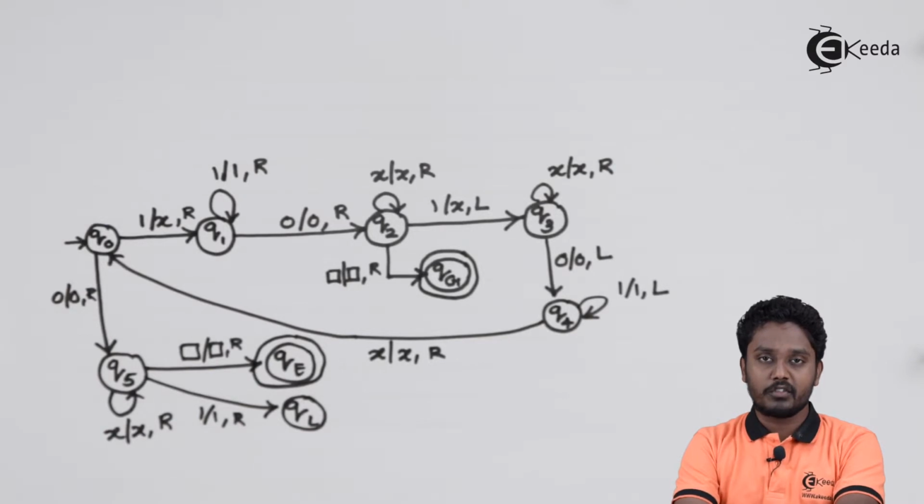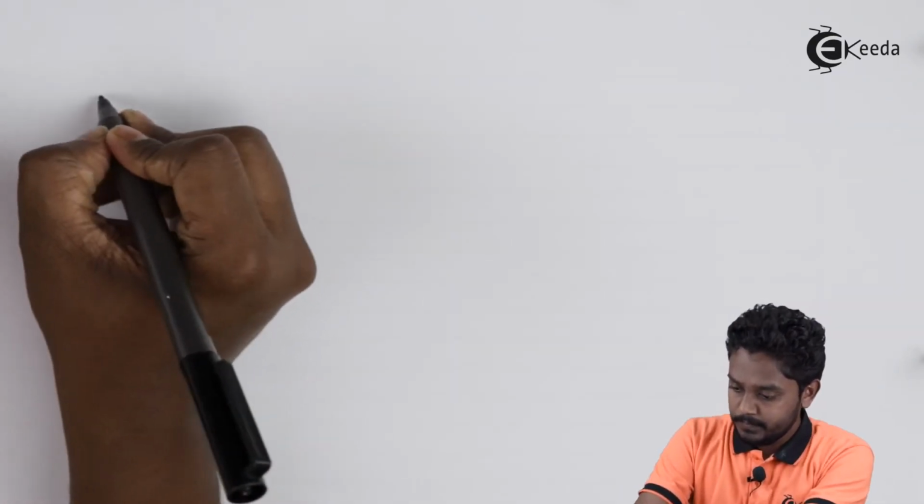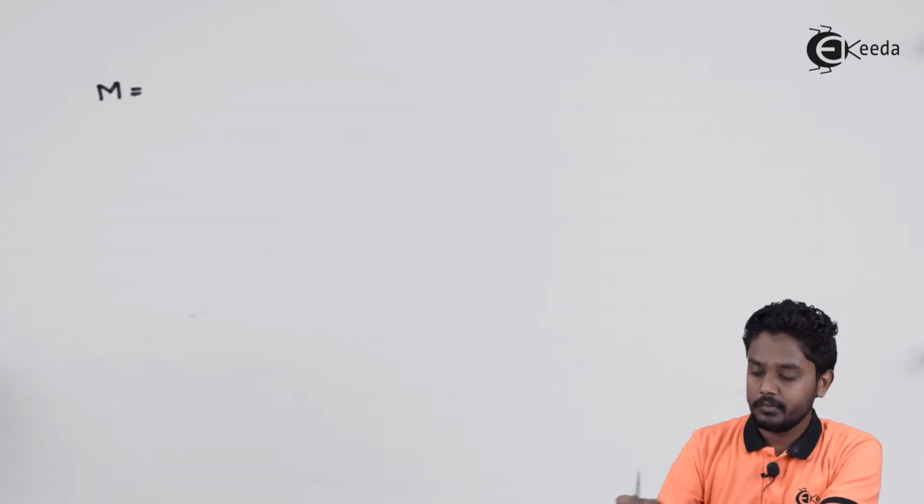This completes the construction of the machine. Now let us discuss the components of this machine. We know that a machine M, which is a Turing machine, has the following components.